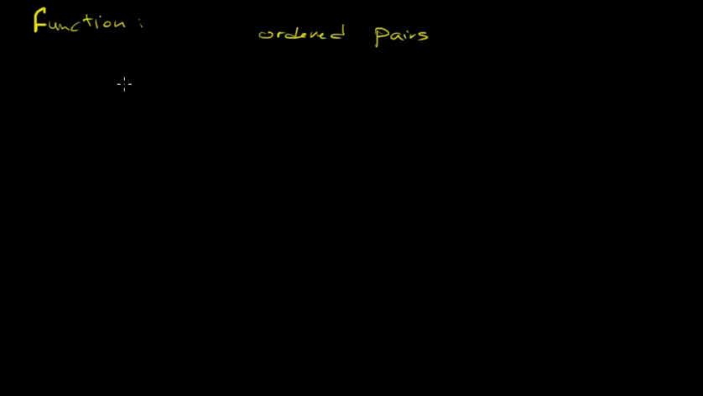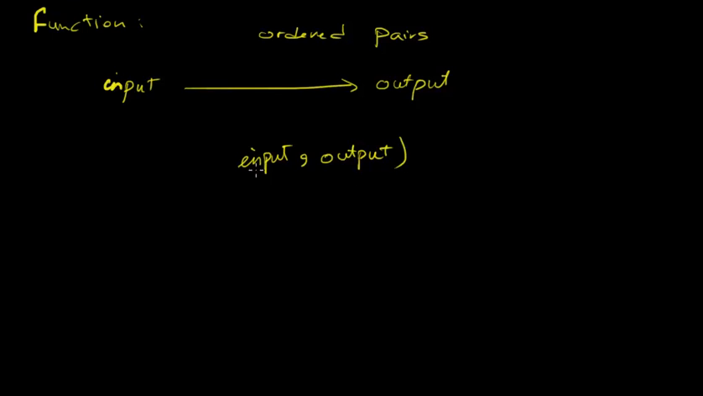So the most elemental concept in a function is you always have input and output, right? You can also write the input and output of a function as an ordered pair. So you will have input, comma, output. We always write it this way. So it looks like x, comma, f of x.